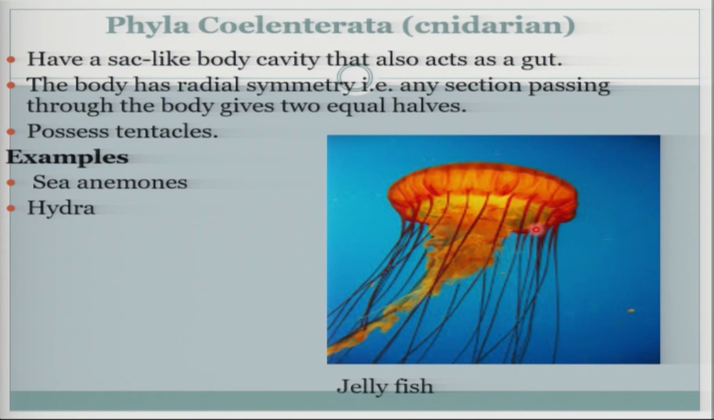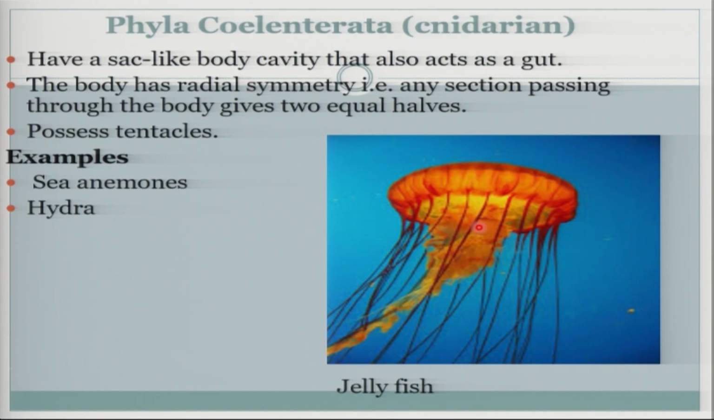So when we talk of the body part, how is it? Some of the examples we have are the jellyfish, the hydra, and the anemones. Look at this jellyfish as a good example of phylum Coelenterata. What does it have when you look at the body part? This one has a sac-like body cavity that also acts as a gut.